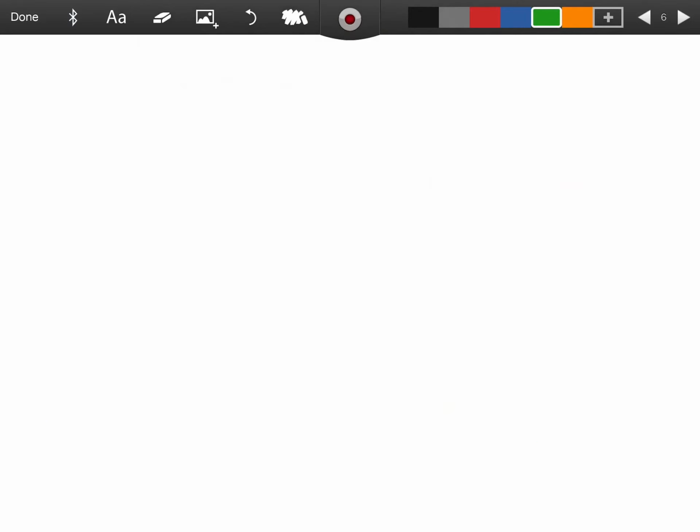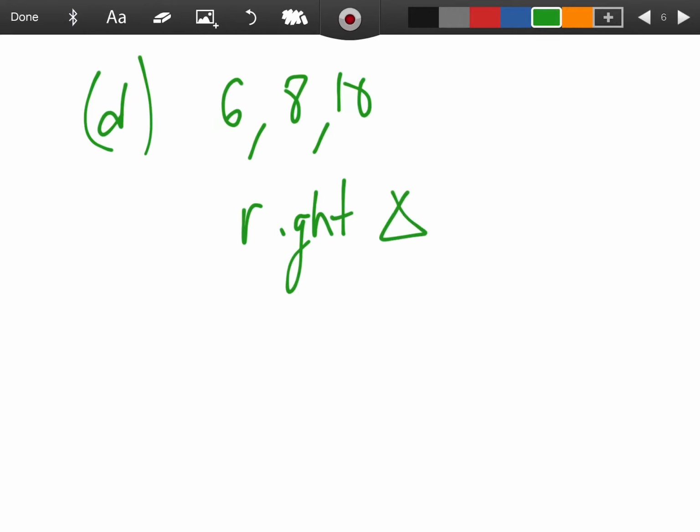All right, let's try just one more, actually. Let's go to D. And let's say we got 6, 8, 10. Immediately looking at that, I can identify that as a Pythagorean triple. That is a right triangle. Again, we know 6 squared plus 8 squared is equal to 10 squared.